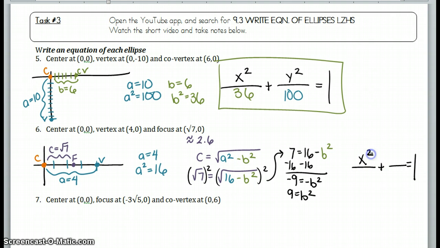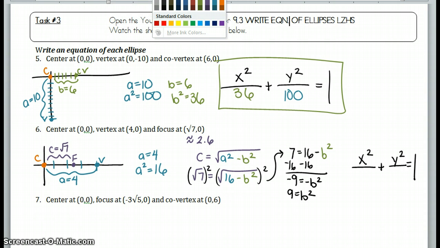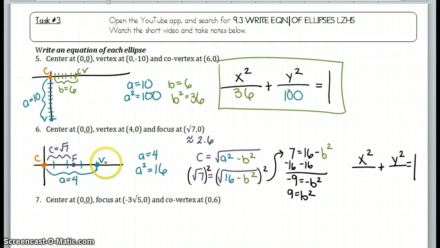And so for my equation, again, I want x squared and y squared in the numerators because I do not have a center different from (0, 0). A squared, again, we found out at the beginning, was 16, and since that was going horizontally, I want that to be underneath the x term. B squared, which we solved for, therefore must be going vertically, and needs to be underneath the y term.